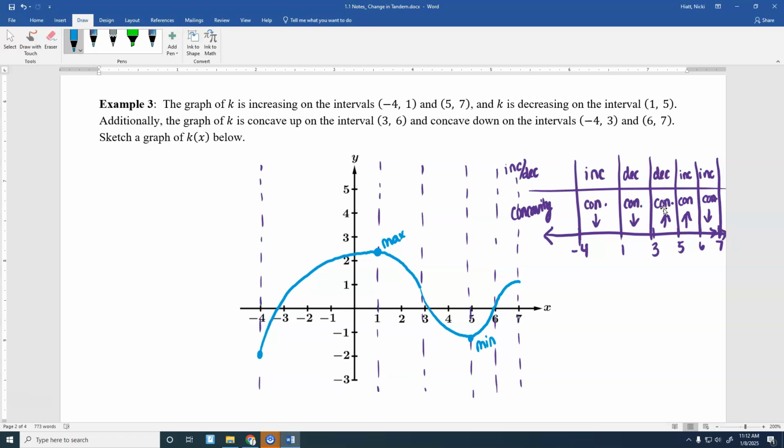And then you're going to have what we call points of inflection. I don't know if you've heard that term or not before. Places where you change concavity right here at 3 and 6 for this. These are a little trickier. You got a lot of stuff to piece together there.